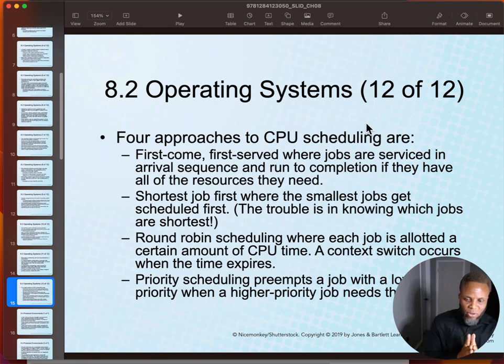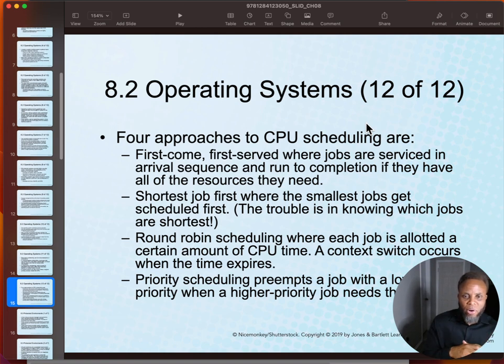First come, first serve, where the first job that comes into a queue is what is serviced first. Okay, there is that. Another one is the shortest job. So the shortest job that the CPU has to perform is the one that is done first. But the challenge is, how does the CPU know how long a job is going to take? So this one is hard.